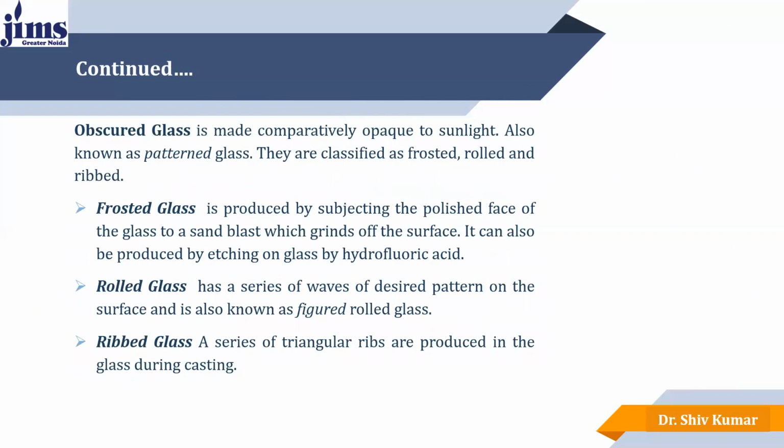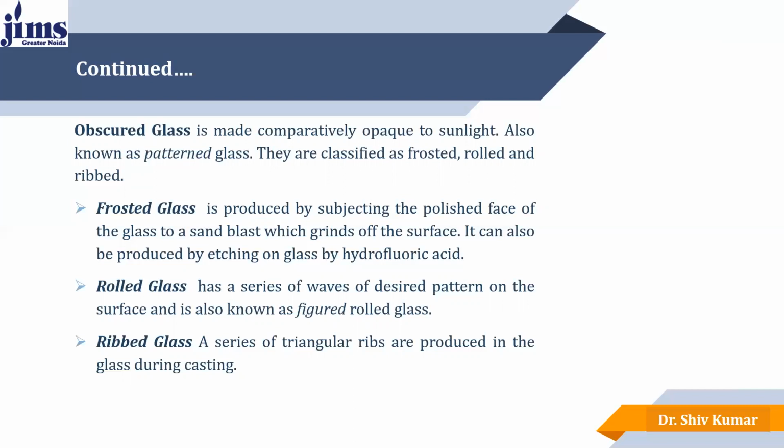Next is obscured glass. It is made comparatively opaque to sunlight, also known as patterned glass, and they are classified as frosted, rolled, and ribbed glass. The frosted glass is produced by subjecting the polished face of the glass to a sandblast which grinds off the surface. It can also be produced by etching on glass with hydrofluoric acid.